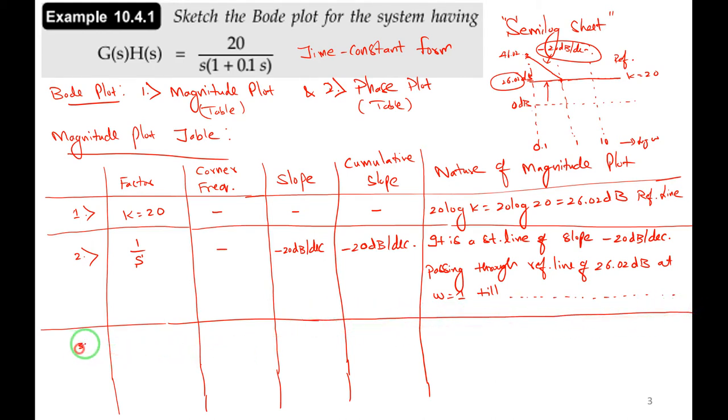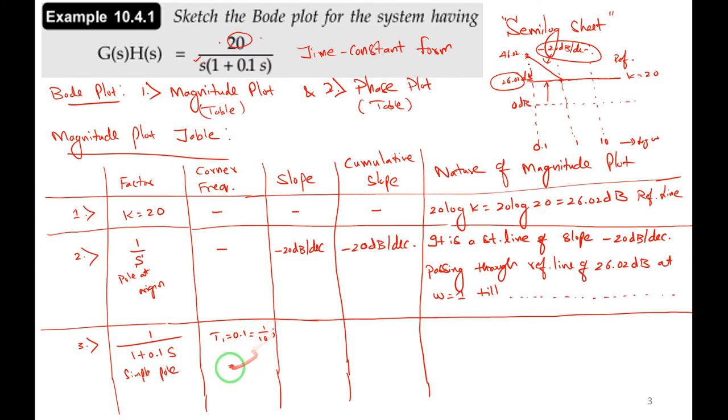Third one. So first factor 20 is over. Second factor 1 by s is over. Next third factor is 1 divided by 1 plus 0.1 s. This is a simple pole. So this is a pole at origin. This is a simple pole, 1 divided by 1 plus T1 s. What is T1 here? T1 is 0.1, that is nothing but 1 by 10.